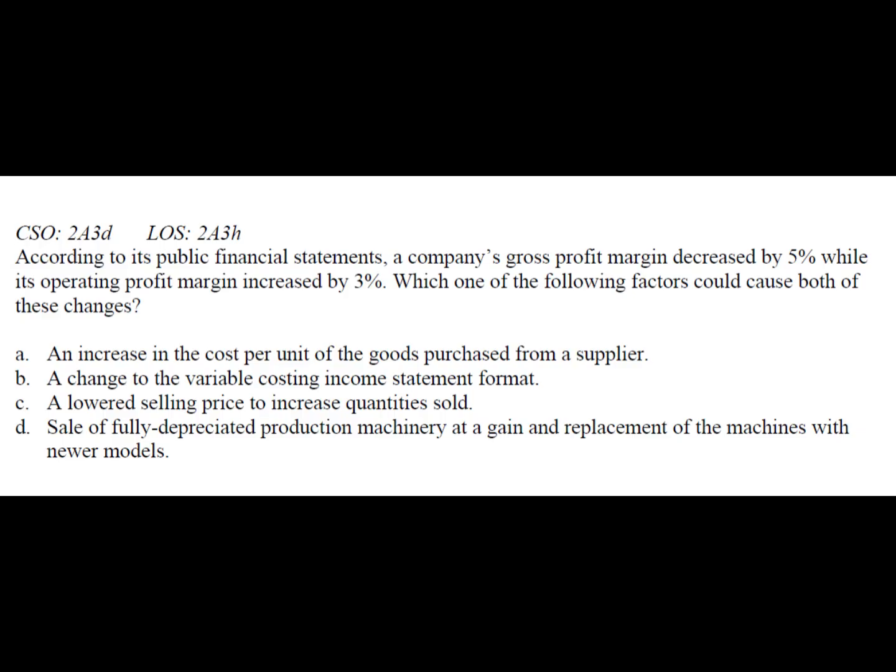Therefore, it is possible for gross margin to decline while operating margin improves if the increase in sales volume or reductions in operating expenses more than offset the weaker gross margin. The key is to identify the scenario that can produce lower gross profit per sales dollar but higher operating profit through improved operating efficiency or economies of scale.